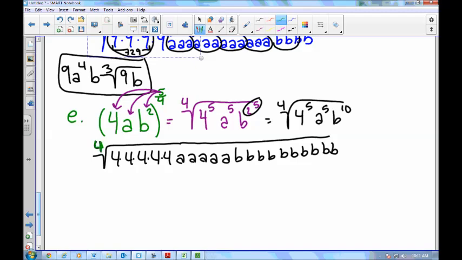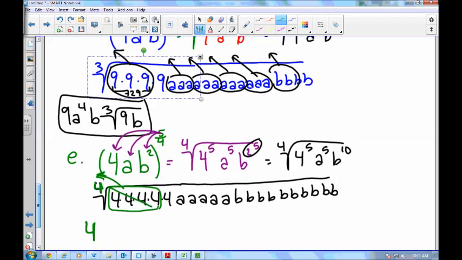Okay, so Andres, how many groups can I make that have 4? And then I circle or box those guys. It pulls out to what number? Just 4. That whole group becomes the number 4 outside.